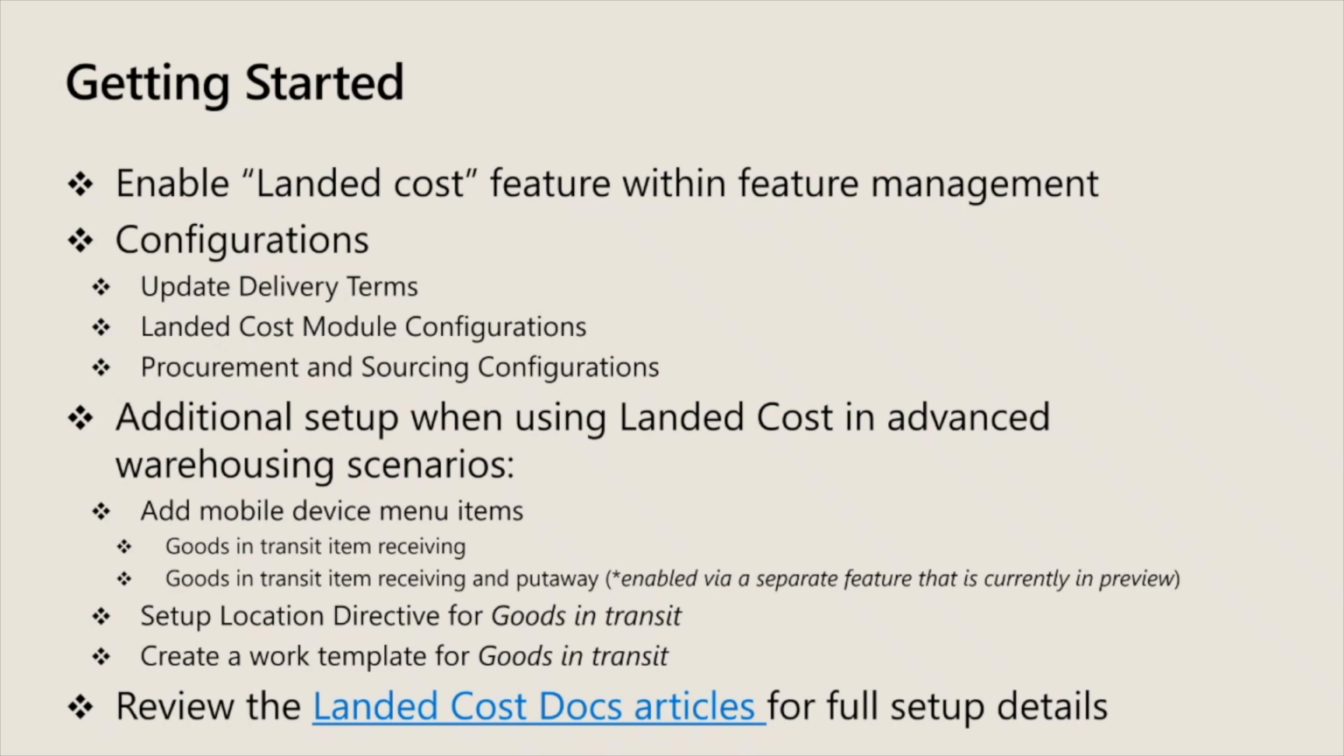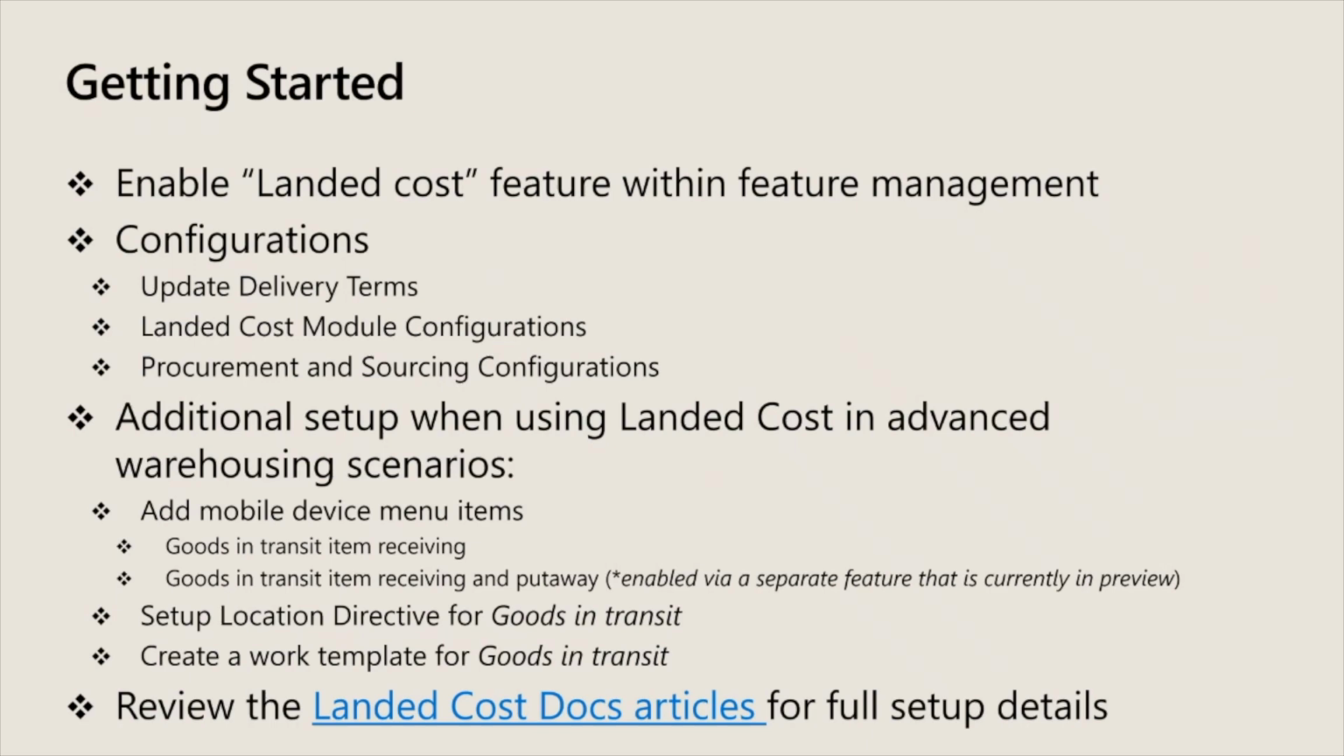We need to go into that landed cost module and configure all those various costs and how they're going to get allocated, as well as where we can set up our voyages and shipping containers, etc. And then we also have some procurement and sourcing configurations that need to get set up as well. There are some additional setups outside of those three main building blocks around the module configuration parameter settings. We also have, if you're going to be using landed costs in an advanced warehouse or WMS or WHS, depending on what you want to call it, some additional setups that are listed.